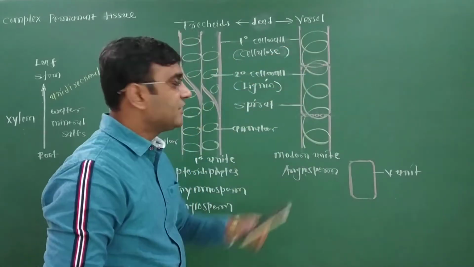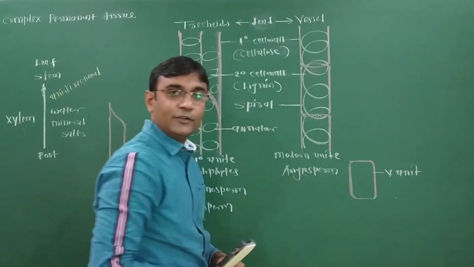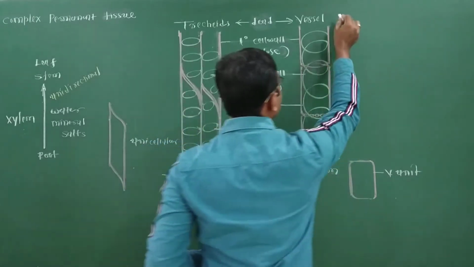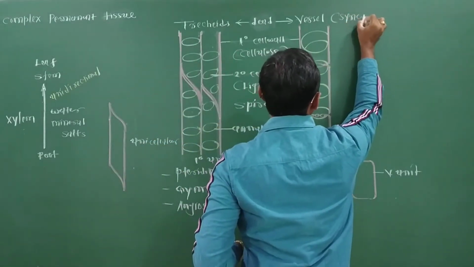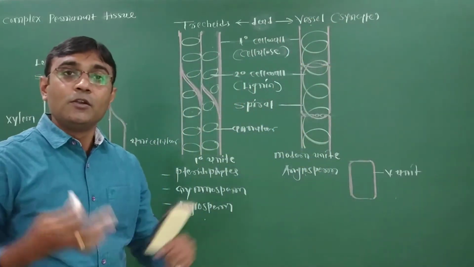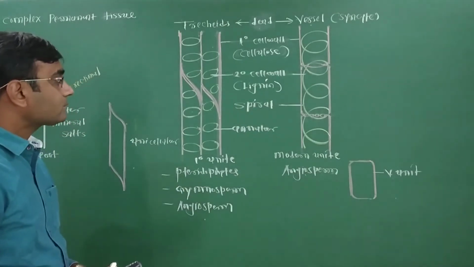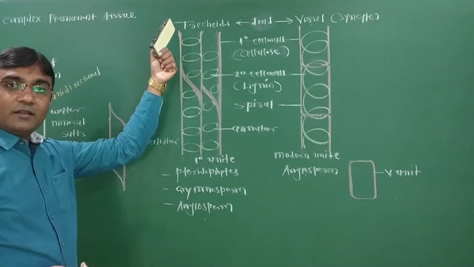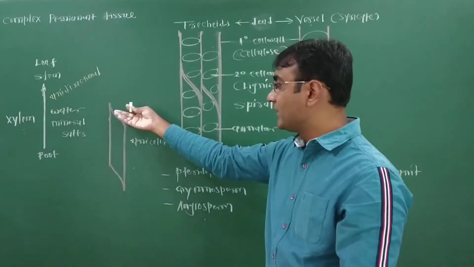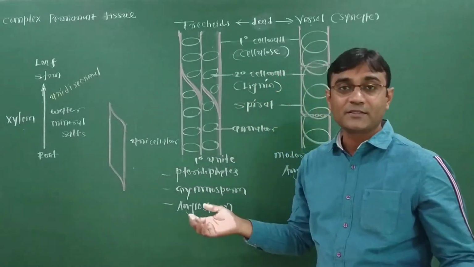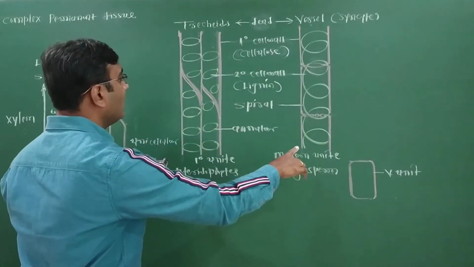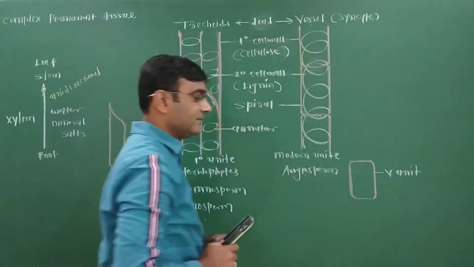A vessel is formed by the union of many vessel units attached to each other, and that structure is dead inside. Both structures are dead. Once they become dead, they become functional for the transportation of water as well as minerals. Out of four different structures, we have completely learned about two, tracheids and vessels.